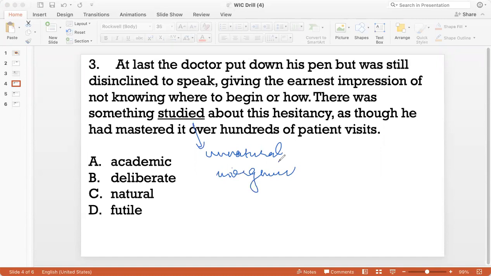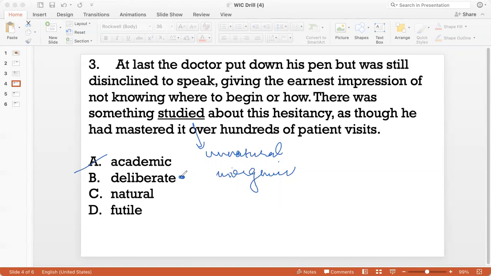Academic, that doesn't make any sense because we are not talking about academic versus non-academic here. Deliberate. Deliberate indicates something which is done for purpose, right? Something which is done with a certain aim in mind. So I'll keep this for now and I'll see if there's a better option.